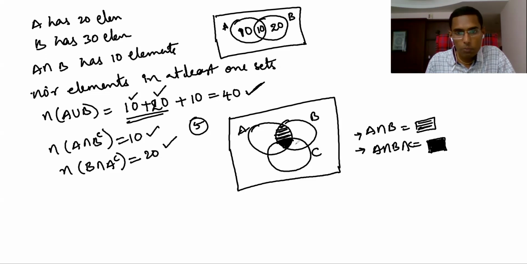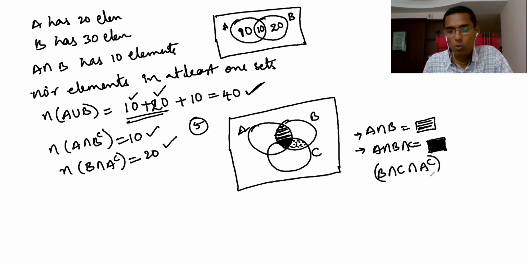Okay, now this part is what? Now the dotted part. What is the dotted part? The dotted part is B intersection C, B and C and not A complement. This is what yesterday I showed you. B and C, not A.